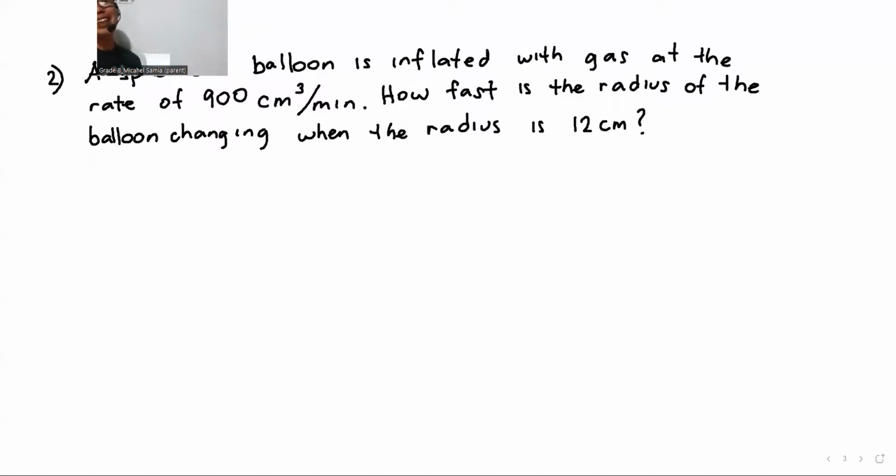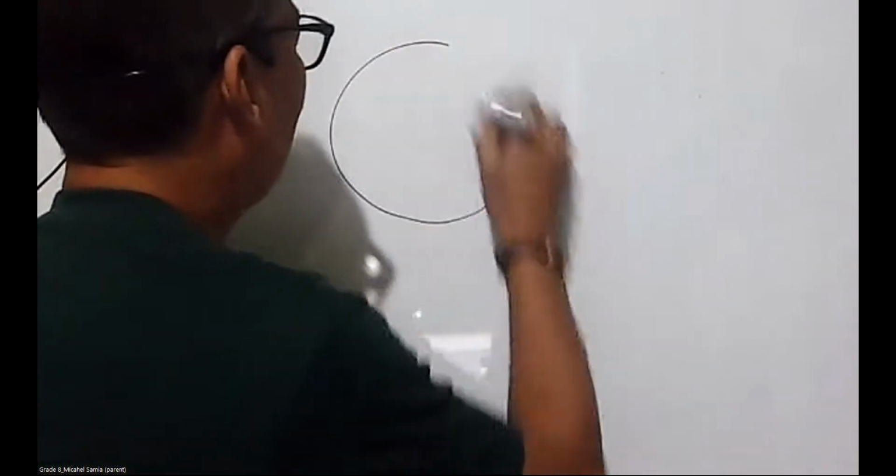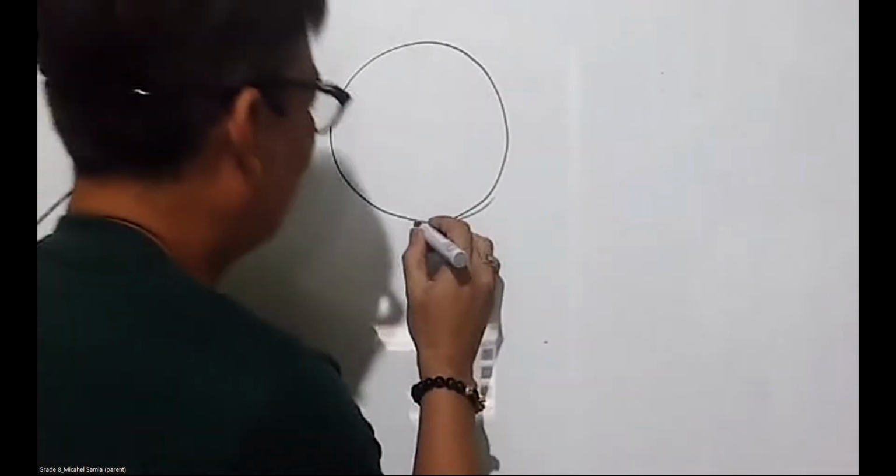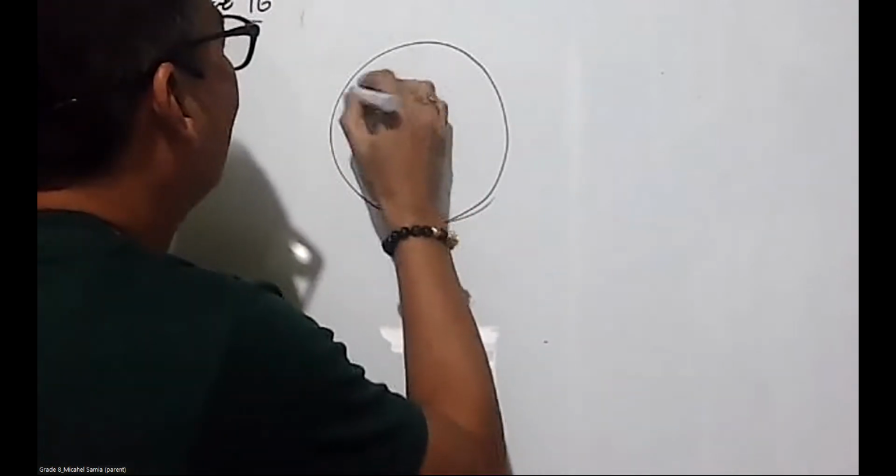It states that a spherical balloon is inflated with gas at the rate of 900 cubic centimeters per minute. How fast is the radius of the balloon changing when the radius is 12 centimeters? Okay, now assuming that the balloon is a perfect sphere, which, I think there are perfect sphere balloons, but not that perfect. But I'll draw it as a perfect circle. Hopefully it's clear.